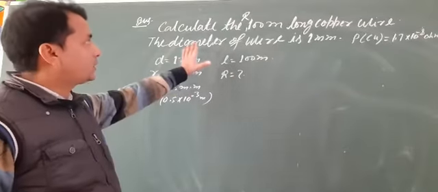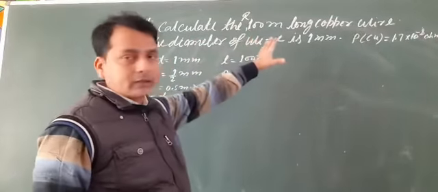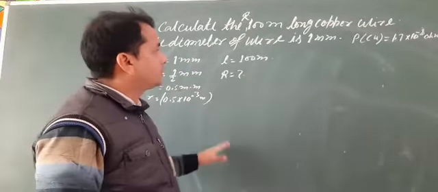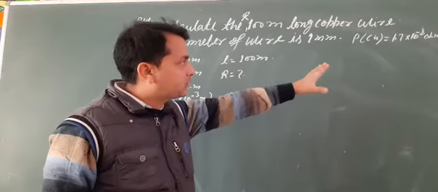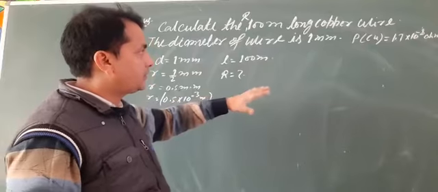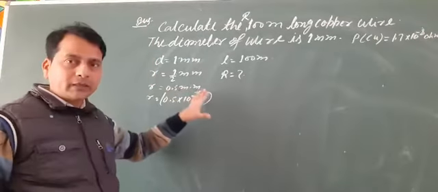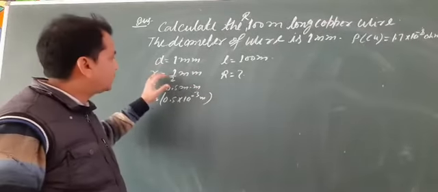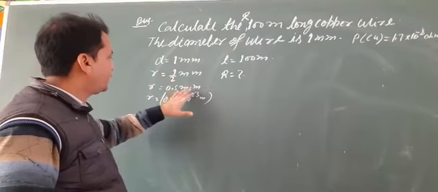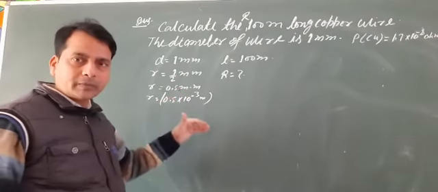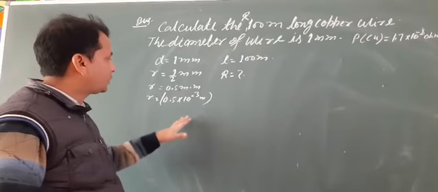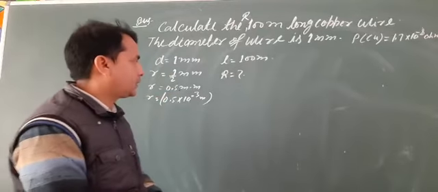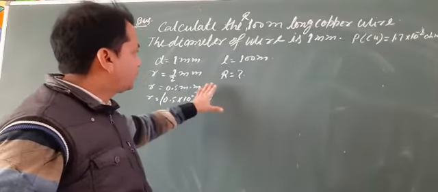So in this question, calculate the resistance of a 100 meter long copper wire. The diameter of the wire is 1 millimeter, and the resistivity of copper is given here as 1.7 into 10 to power minus 8 ohm meter. The radius of the copper wire is 1 by 2 millimeter, that is 0.5 millimeter, and converting to meter, 0.5 into 10 to power minus 3 meter, and the length of the wire is given here as 100 meter. So find the value of the resistance here.